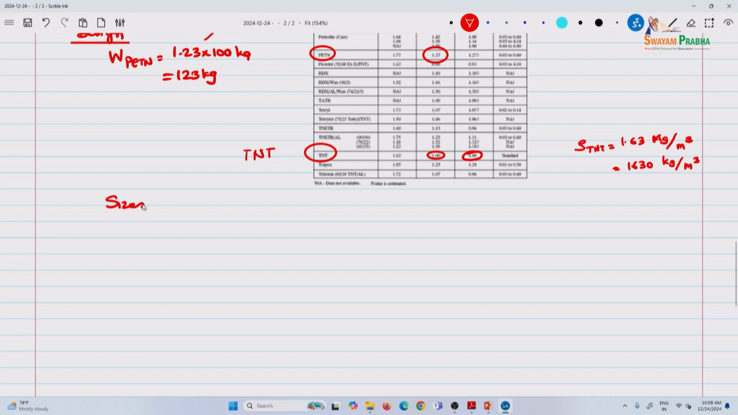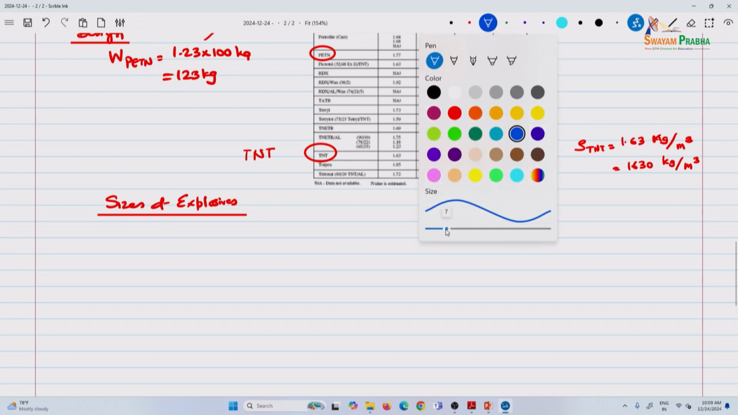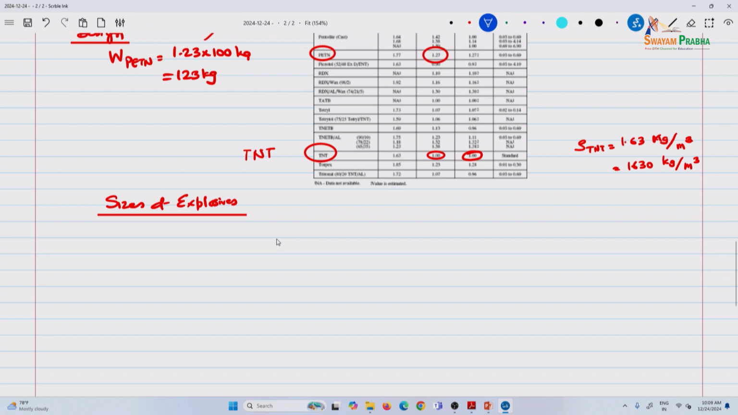What are the sizes of explosives? I'll be going back and forth between the two units, so bear with me on that, but you can do the conversions. Again, this is based on the UFC 4-020-01.